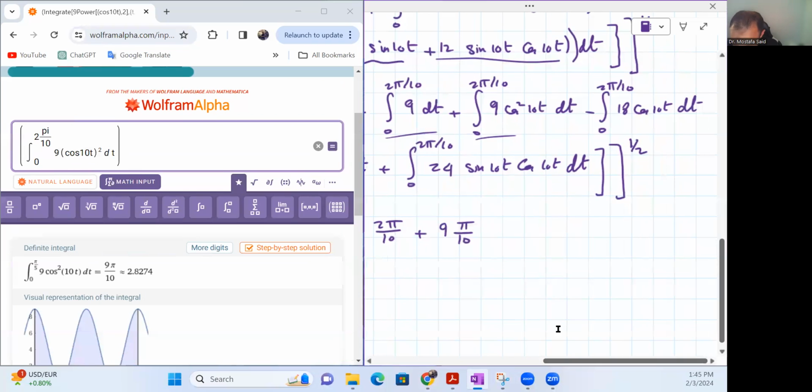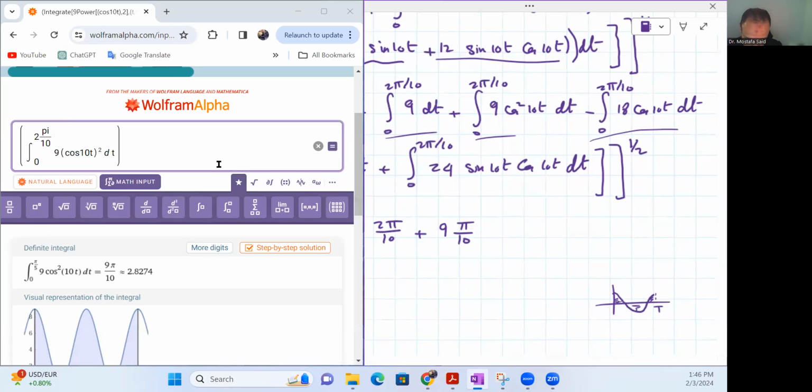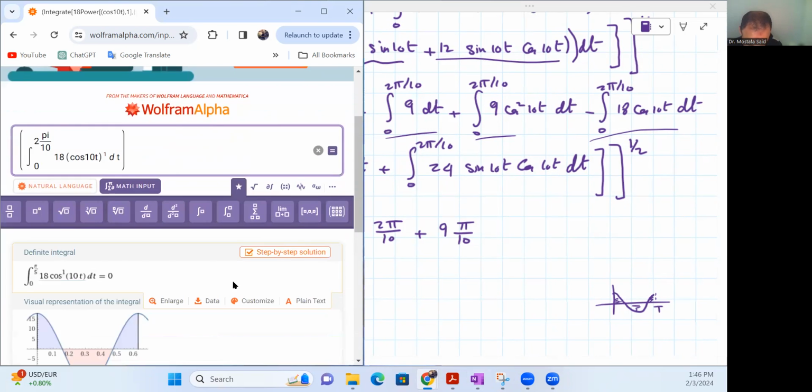Okay. The third one is interesting because it should be 0. Again, when you take a cosine over its period, we have negative and positive areas, so they can cancel each other. But let's verify that. So we have 2 pi over 10, we have 18, and cosine 10t, and there is no square, so I'm gonna make the square 1. That basically means it's no exponent. Let's verify that. 0. Look, minus 0. Okay, good.